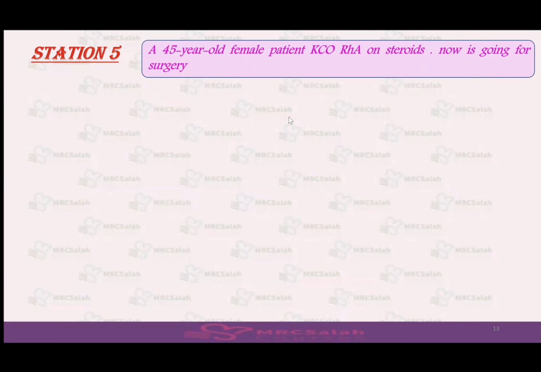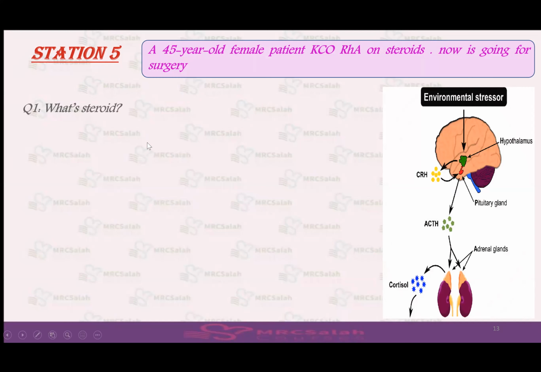Okay, so this session will be with Dr. Shayma and Dr. Mustafa. Each question for each of you. We will start with Dr. Shayma. Your stem is a 45-year-old female patient, known case of rheumatoid arthritis on steroids, now going for surgery. Dr. Shayma, what is a steroid? It is an organic compound containing a characteristic arrangement of 4 cycloalkane rings that link together.